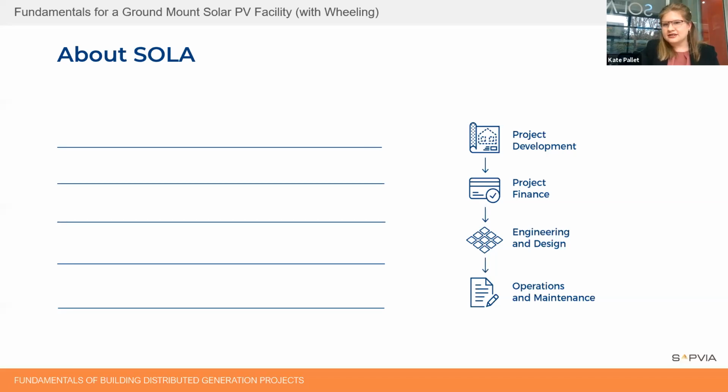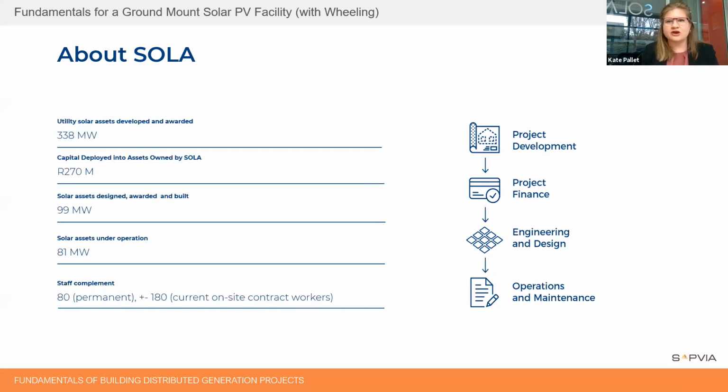From a solar side, which is who I'm representing, we are a vertically integrated solar PV systems company, and we have experience right from project development through to construction, design, and operations and maintenance. We've developed a number of large-scale utility solar assets, around 338 megawatts worth. We've deployed our own capital, 270 million, into those assets. We've also built about 99 megawatts of C&I rooftop systems, and we also have about 81 megawatts of those that are currently under our operation. So just to give an idea of some of the different activities that we focus on. Next slide.